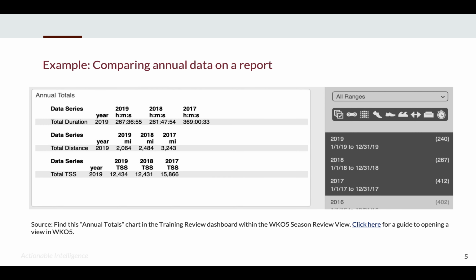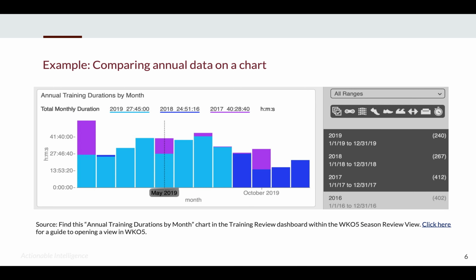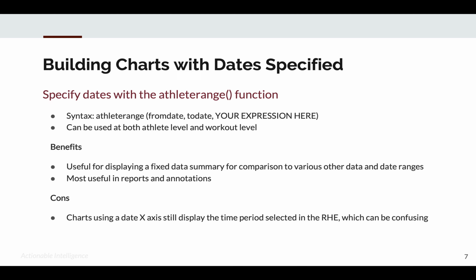As an example, take a look at this annual totals report. The data series do not contain any specific dates, so it simply reflects what's selected in the right-hand Explorer, and you can see that we have 3 years selected, and so we can compare the duration, distance, and TSS from each of those 3 years. And in a visual format, here's a chart showing monthly duration, and we have those same 3 years selected in the right-hand Explorer, so we can see monthly duration for each of those 3 years on the chart.